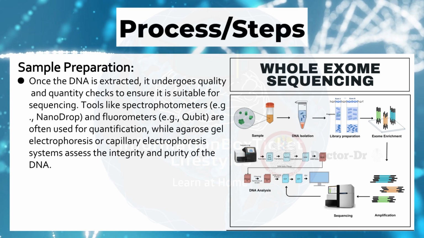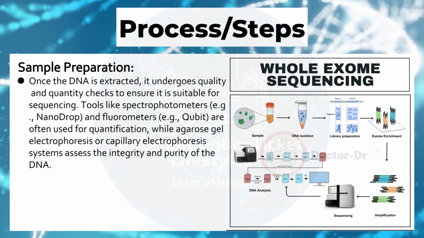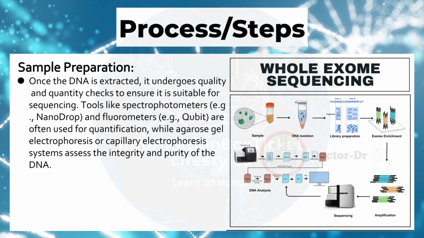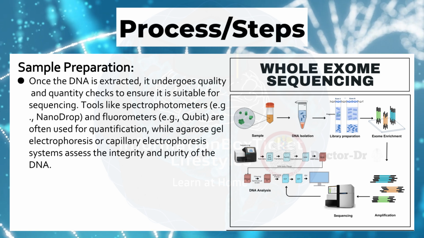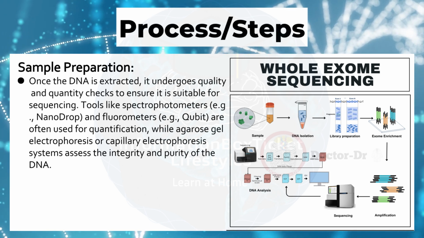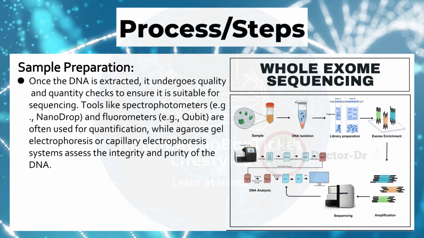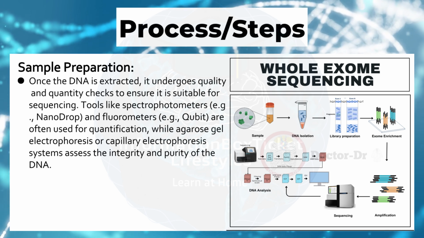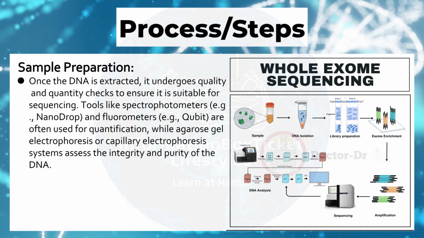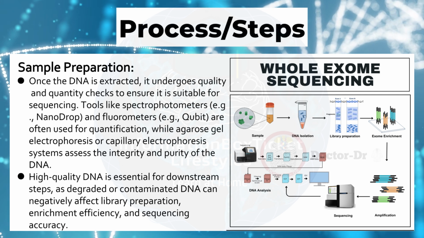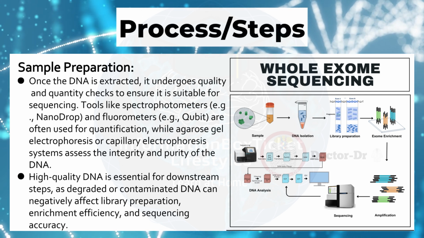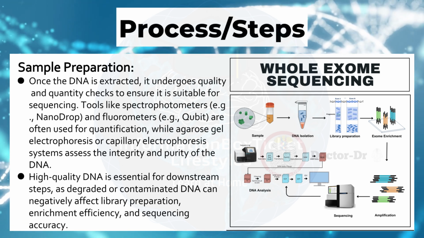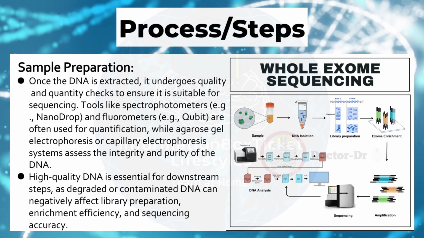Once the DNA is extracted, it undergoes quality and quantity checks to ensure it is suitable for sequencing. Tools like spectrophotometers, e.g. NanoDrop, and fluorometers, e.g. Qubit, are often used for quantification, while agarose gel electrophoresis or capillary electrophoresis systems assess the integrity and purity of the DNA. High-quality DNA is essential for downstream steps, as degraded or contaminated DNA can negatively affect library preparation, enrichment efficiency, and sequencing accuracy.